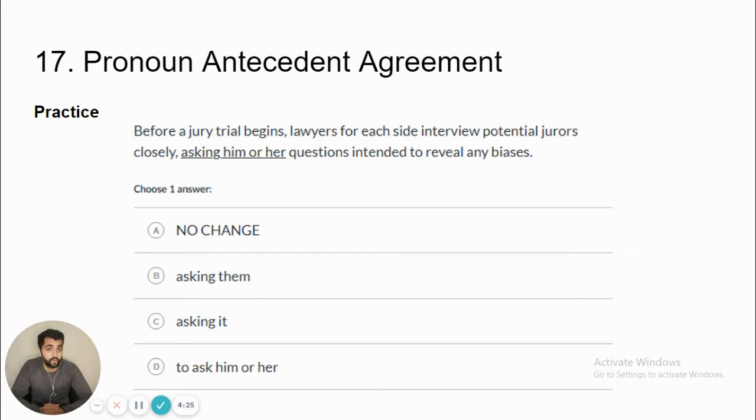So we cannot go with A. We have B, asking them, that makes sense. We have C, asking it, that won't make sense. There, it is a singular pronoun. It's also used for things and not for people. And D is to ask him or her, and that's the same error as A. So the right option is asking them, because them is a plural pronoun and it's referring to a plural noun.